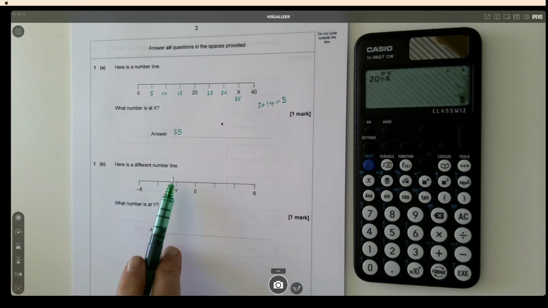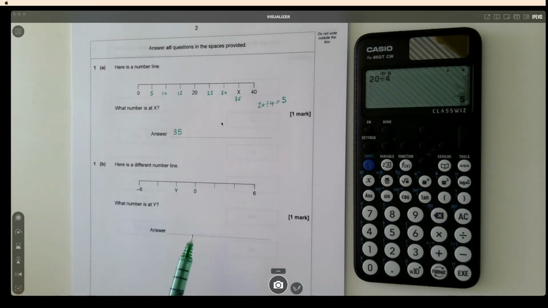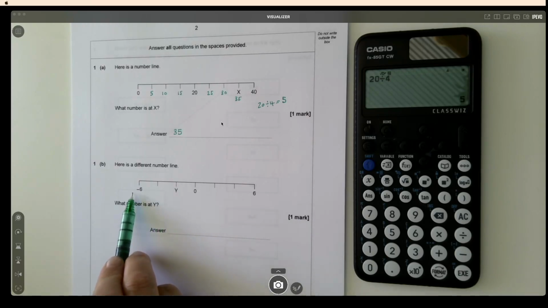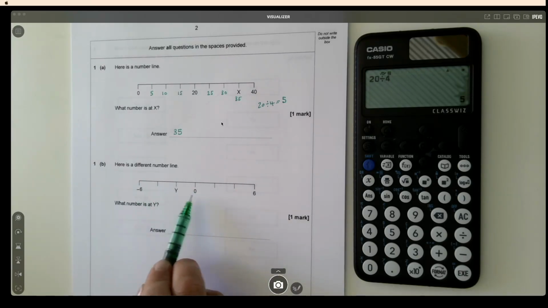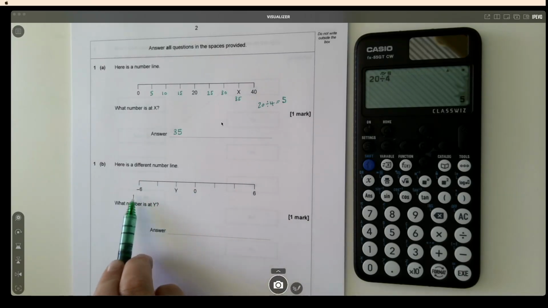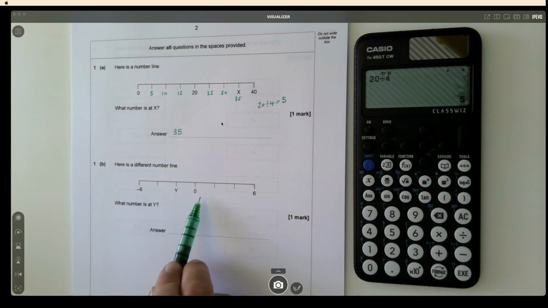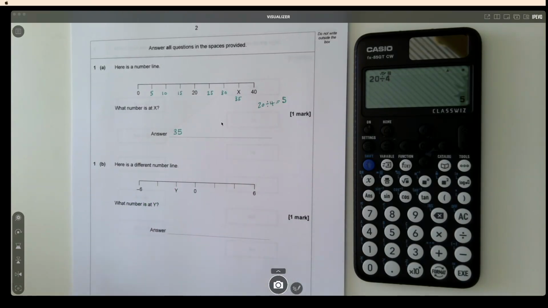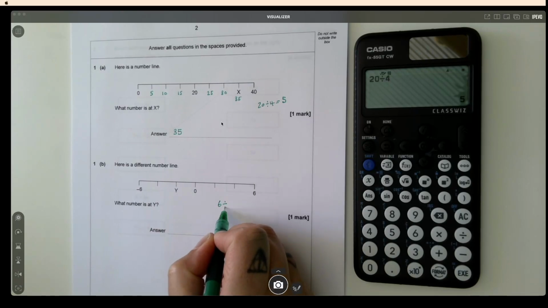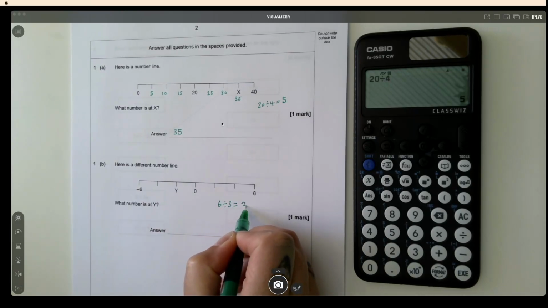1b, here is a different number line. What number is at y? So this time we need to be careful because we're starting with a negative number, going to 0 and then going to 6. So from negative 6 to 0, it's still going 6. So we're going up 6. So let's see how many intervals there are. 1, 2, 3 to get to 0. So we're going to do 6 divided by 3 at this point.